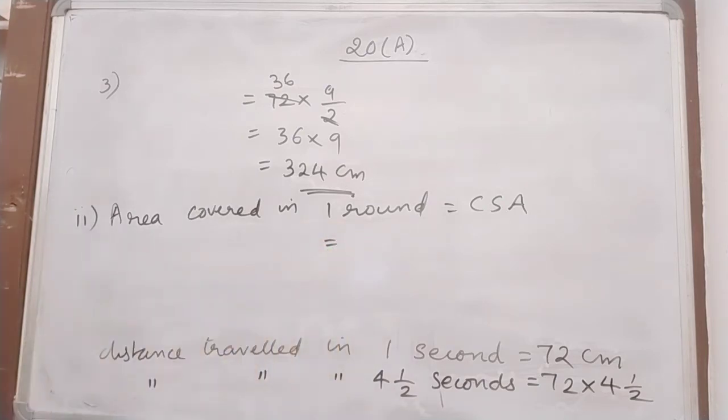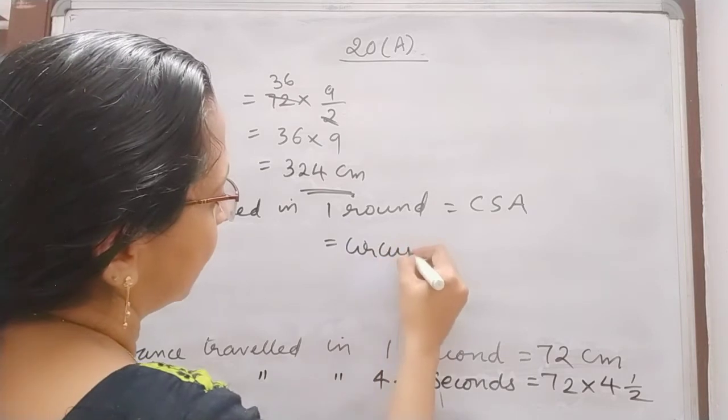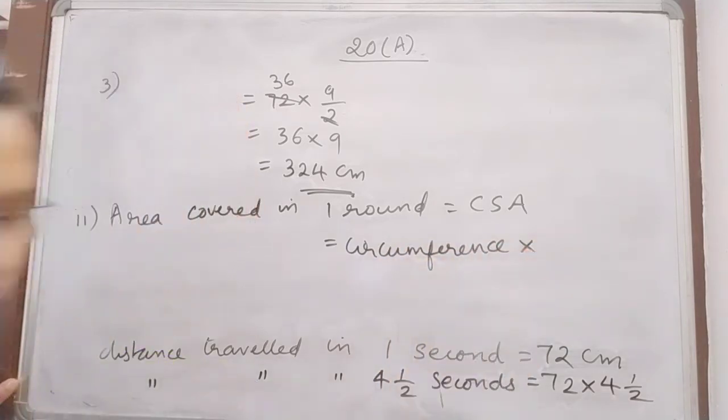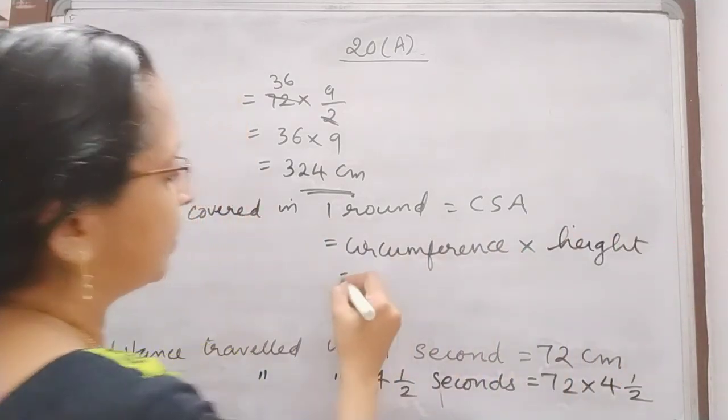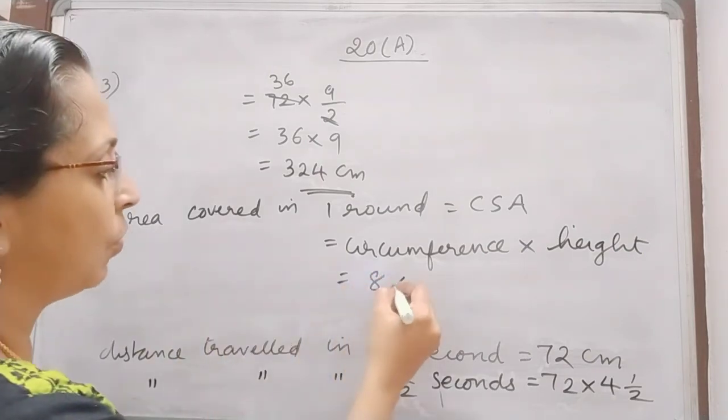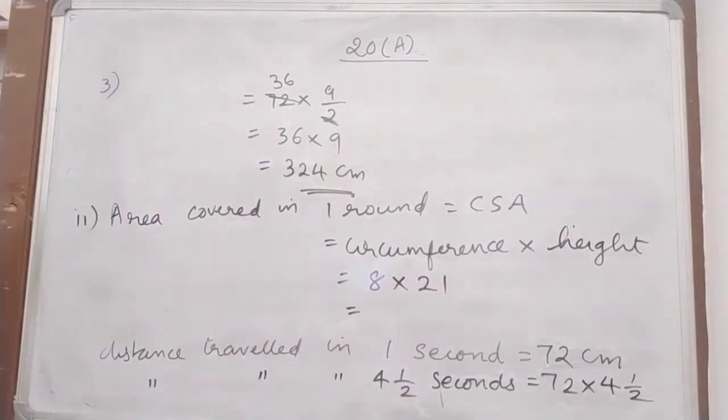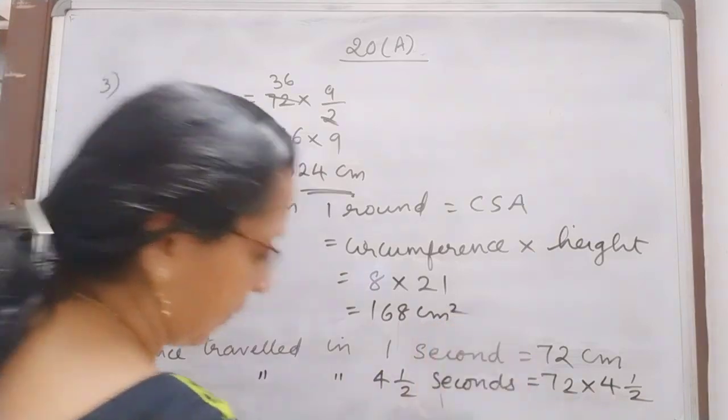So how can we find the CSA? We know the formula. CSA is equal to circumference into length, that means height. Circumference is given as 8 into height, which we know is 21, given in the question. So it is equal to 8 into 21, 168. So area covered in one round will be 168 centimeter square.